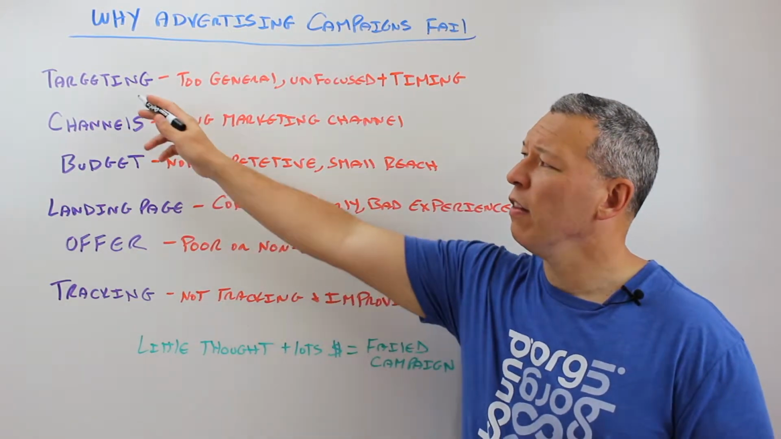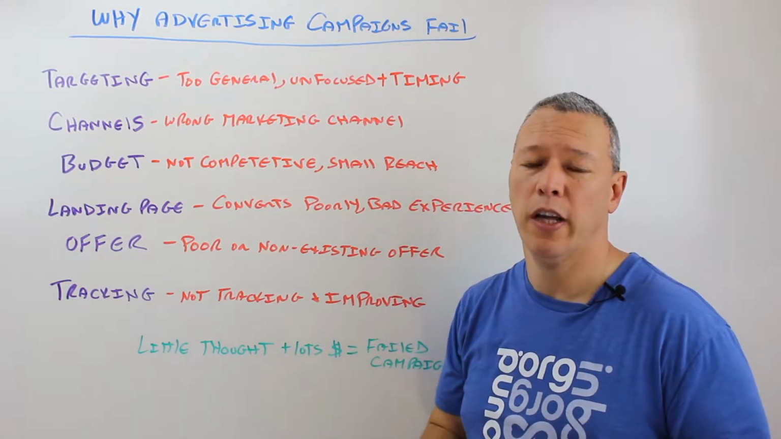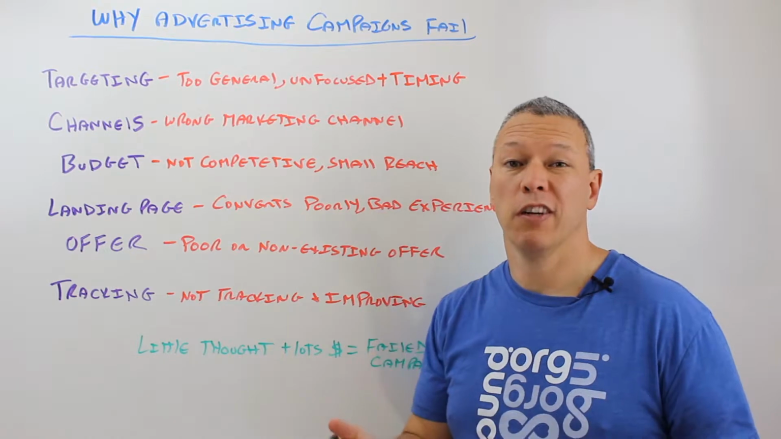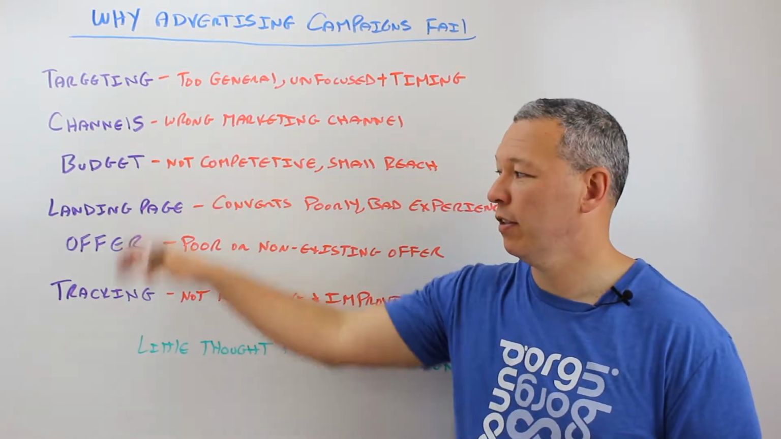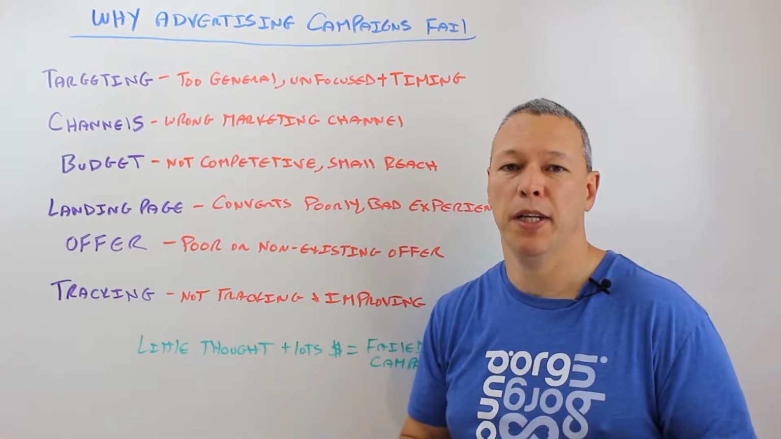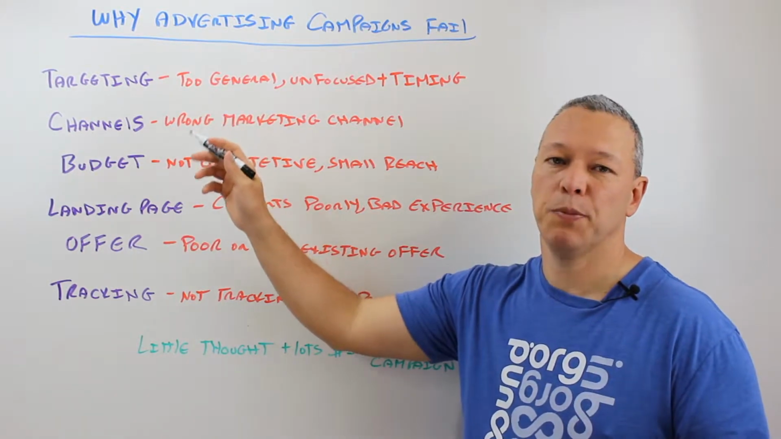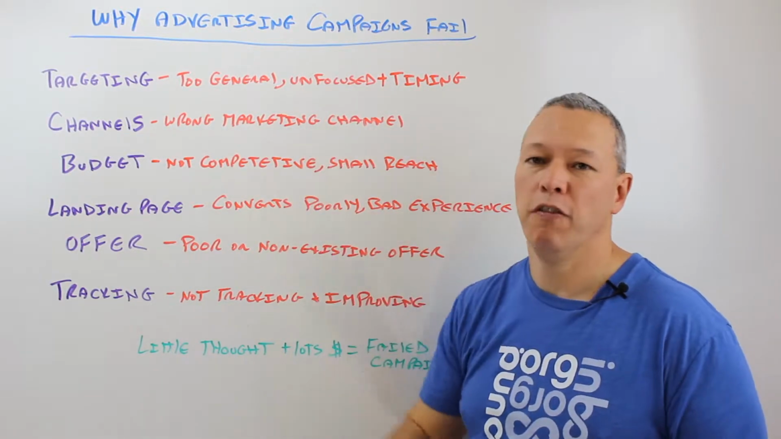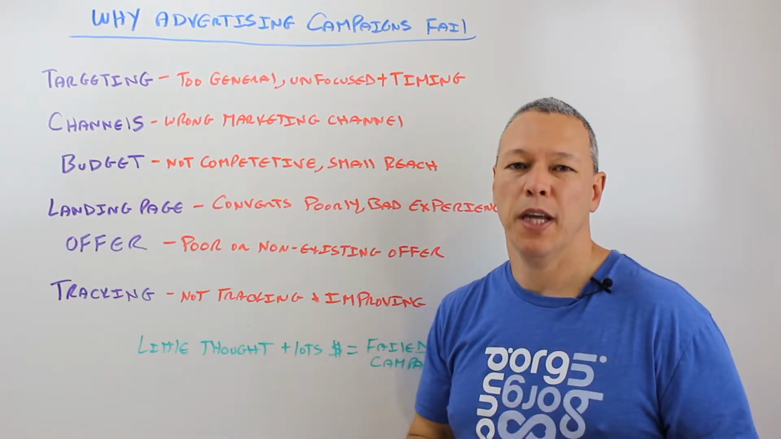The very first thing you want to make sure is your targeting's on. If you're targeting the wrong person, the wrong audience, or you didn't really spend any time figuring out who you want to target, most of this stuff doesn't matter because your ad campaign's probably going to fail anyway. You need to be very specific on who you advertise with. Most campaigns are too general, they're unfocused, or the timing's poor. They haven't put a lot of thought into the campaign.